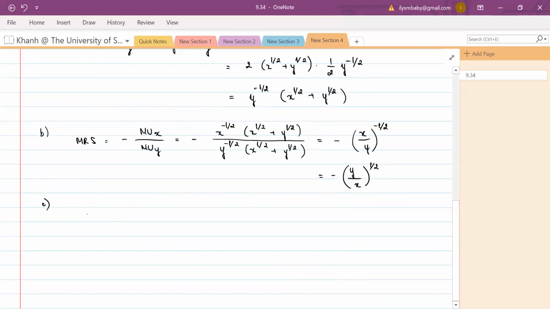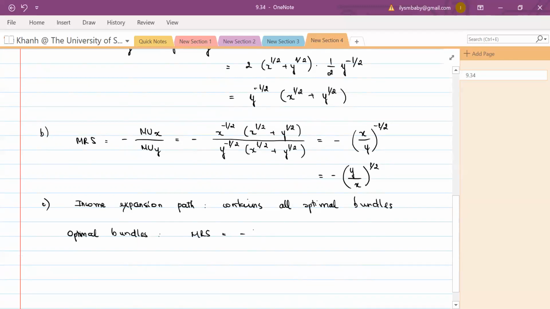Remember again, the income expansion path is basically the line connecting all of the optimal bundles, so it contains all of the optimal bundles. So in order to find the equation for this line, we just have to find the optimal bundles. The optimal bundle happens where the marginal rate of substitution is equal to the negative of the price ratio, Px on Py, which is the slope of the budget constraint.